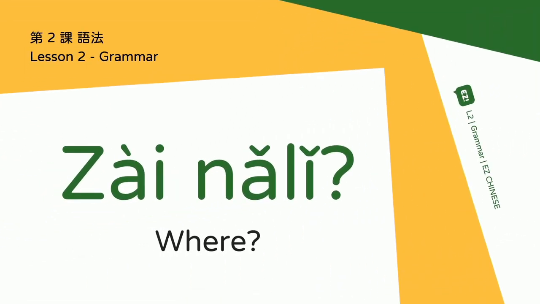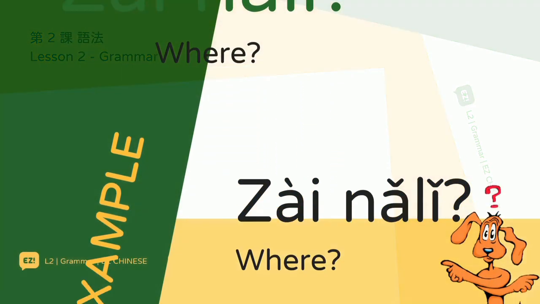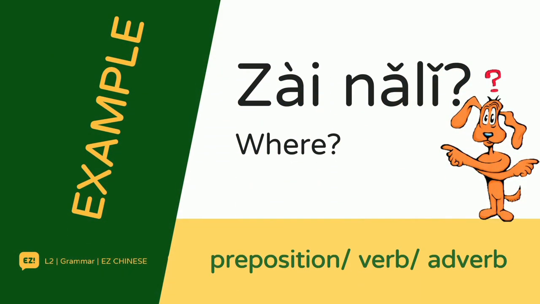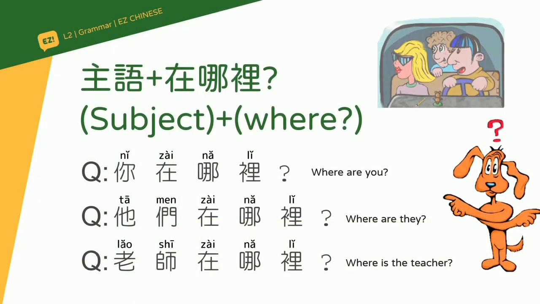在哪里? Where? Subject plus where. 你在哪里? Where are you? 他们在哪里? Where are they? 老师在哪里? Where is the teacher?